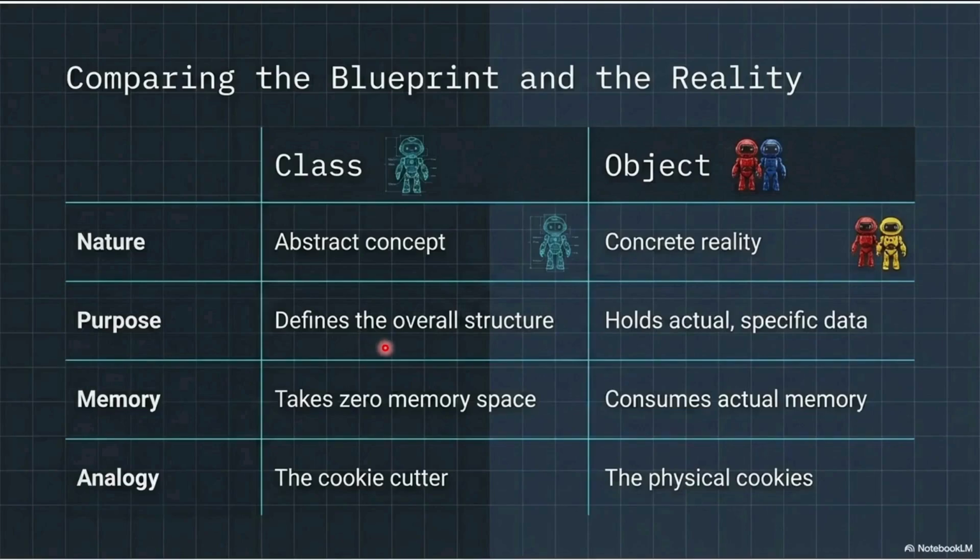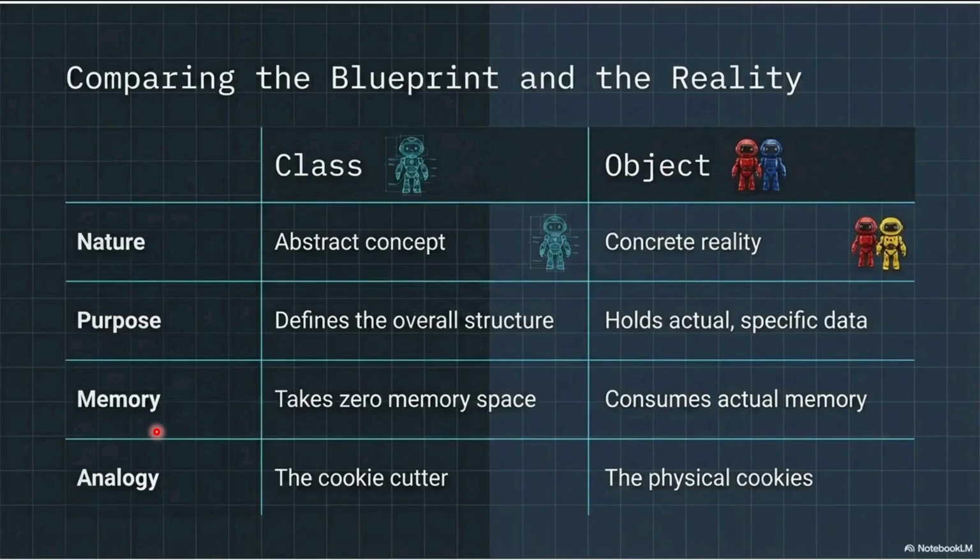Purpose: for a class, we only define the overall structure, what kind of data it is going to hold and what will be the behavior. That is just a structure that we design. But an object actually holds the data, because a block in the memory is assigned for the specific data. Memory: a class takes zero memory space, understand it, whereas objects consume actual memory. The analogy used is a cookie cutter and the physical cookies. Okay, forget about this. The first three you should be very much clear about, that is the nature, purpose, and the memory.